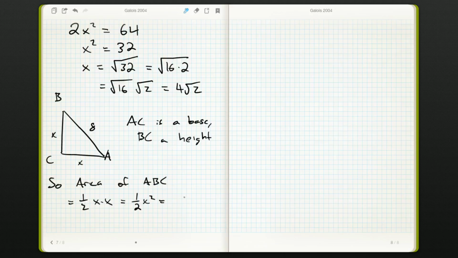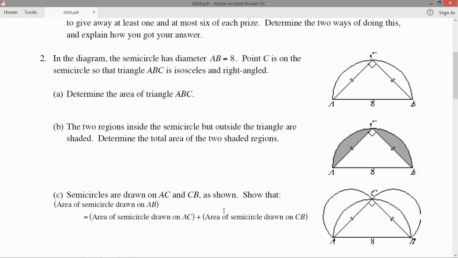I didn't even need to work out what x is. I was just sort of going on autopilot. 32 over 2, we'll get 16. So 16 is our answer for the area of ABC. I'll put a little box around it so they know that that's an important calculation that I've made. Likely my final answer, although, not necessarily. But boxes are good for indicating important things to draw the marker's attention.